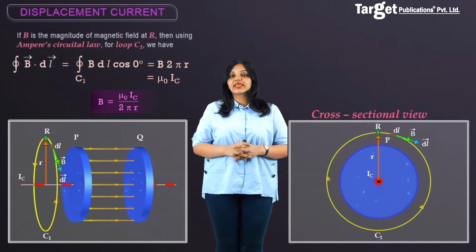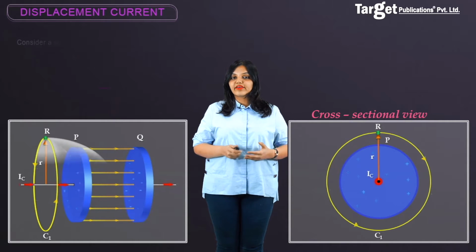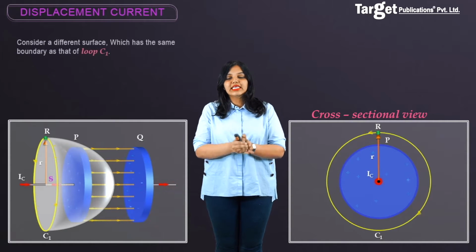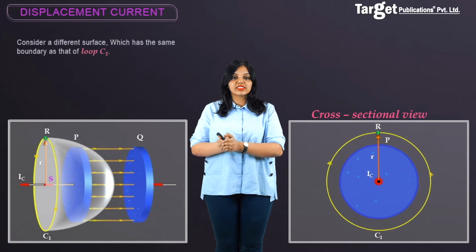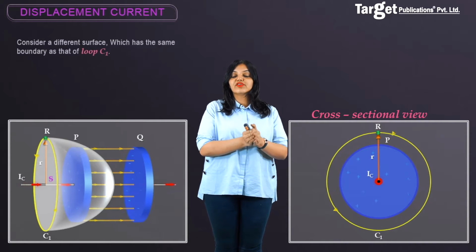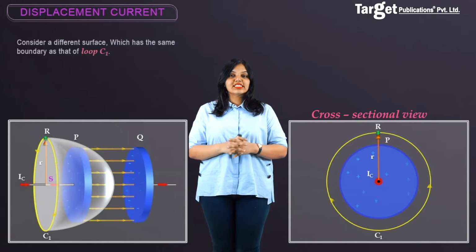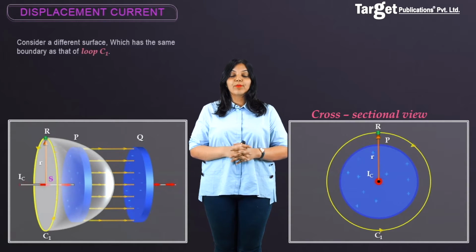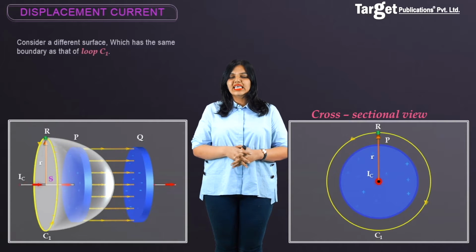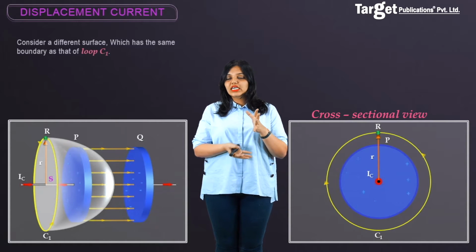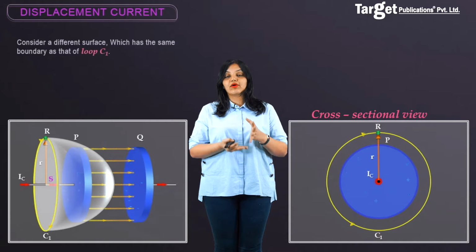Now what Maxwell tried to do is try to find this magnetic field at the same point using a different surface. Instead of using the surface which is on the outside, we consider a different surface which has the same boundary as the loop C1. As you can see, this surface is sort of like a tiffin box or a pot without a lid.